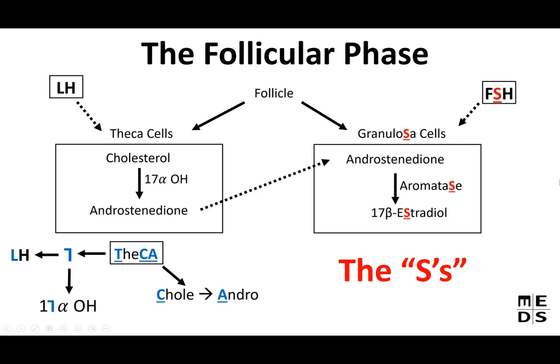So on the left, theca, it's going to be cholesterol to the andro word that I can't spell. And then you're going to have stimulation from LH, and it's going to be 17 alpha hydroxylase. And over the right, just use the S's. So it's going to be FSH, granulosa, and then aromatase, and then estradiol, which is the main product of estrogen, which is going to be produced during the follicular phase.